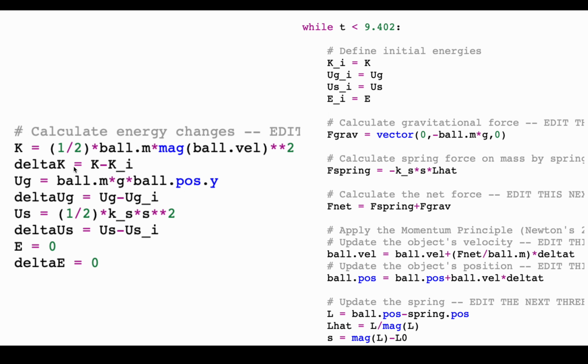Then we have delta kinetic energy equaling kinetic energy final minus kinetic energy initial, delta gravitational potential energy equaling final minus initial, the spring potential energy final minus initial, and then E equaling 0 and delta E equaling 0 because they all cancel out. Here we have the gravitational force, negative the ball's mass times gravity, the spring force is shown, and then F net equals the spring force plus the gravity force. Then using Newton's second law, I updated the ball velocity update formula and then the ball position formula.